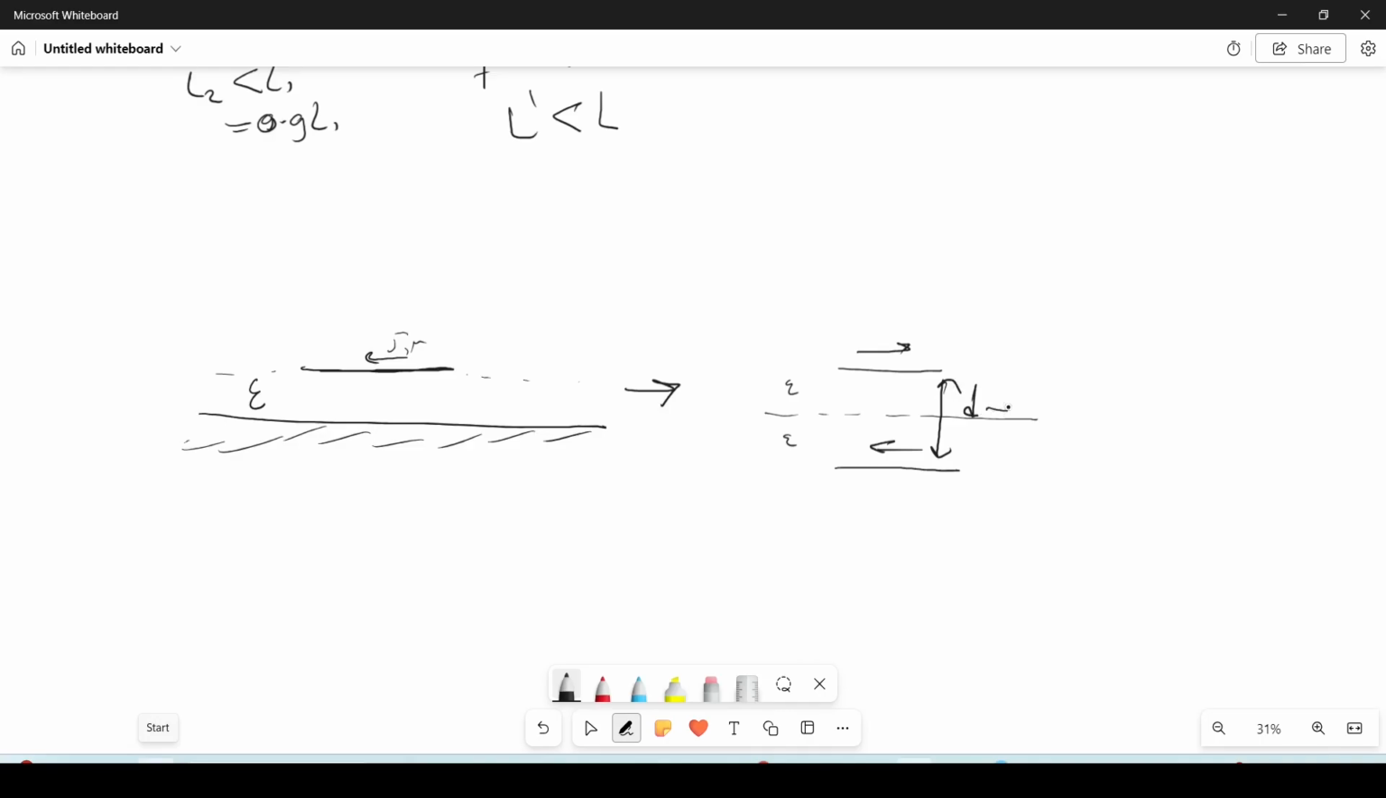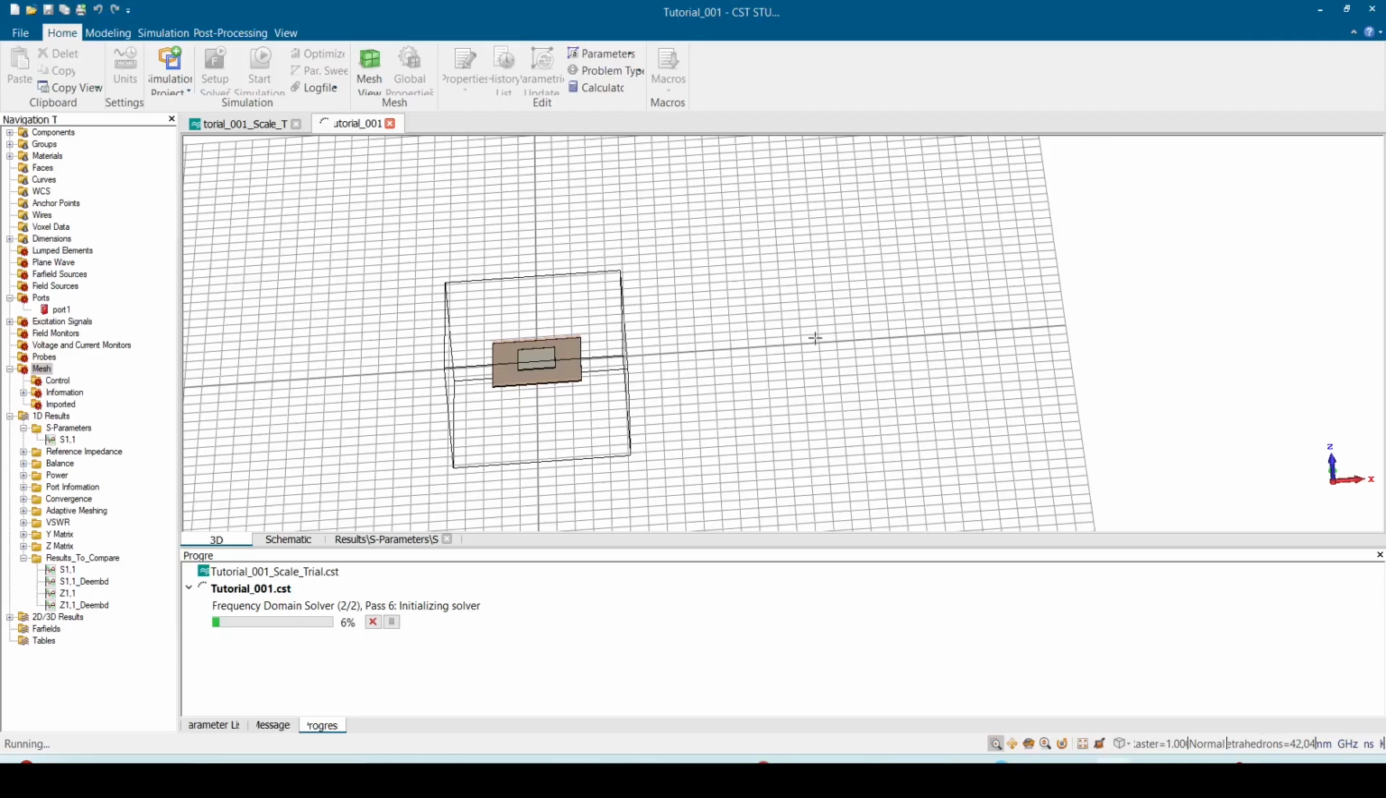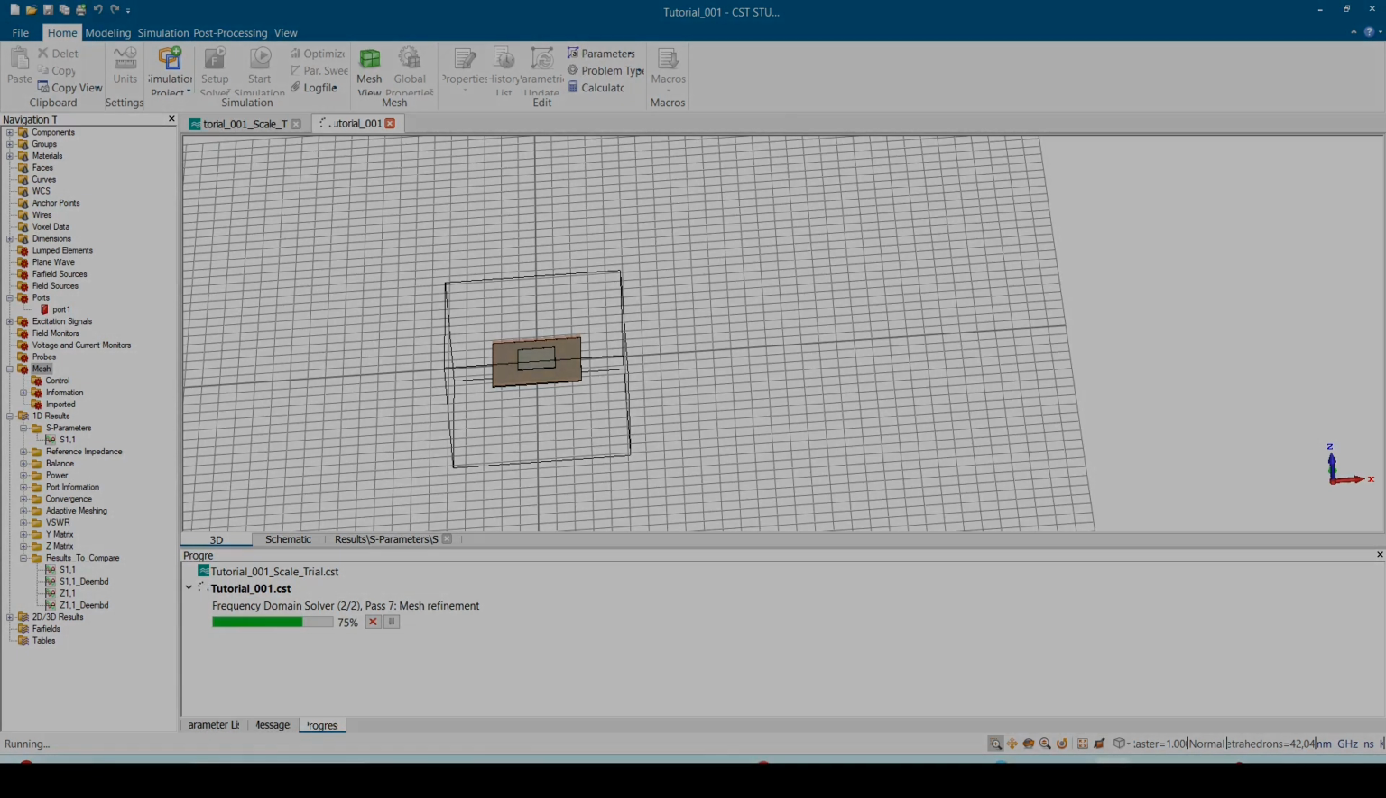And this distance should generally depend on the wavelength, right? So it means that if we scale everything down, we should also scale the distance, right? Because for the array to behave the same, everything should really be related to the wavelength. So that's why we also have to scale the height of the substrate as well. So we'll see, after it's done, what's going to happen after we fix the substrate height.